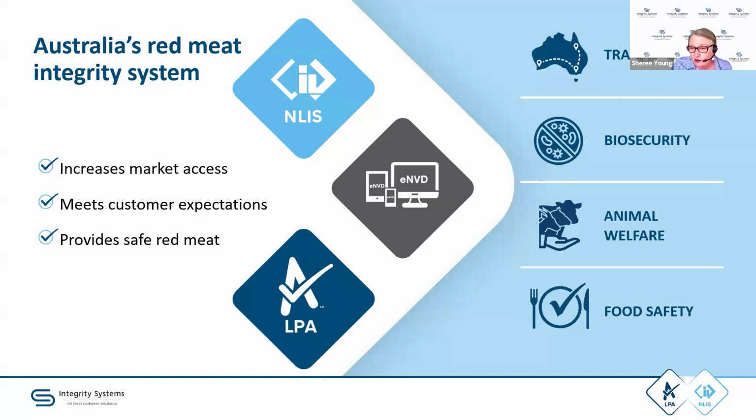And then in the middle there, we've got the LPA NVD, the National Vendor Declaration, which is a legal document which is used to communicate the food safety and treatment status of your animals as they move through the supply chain. Now, central to all of this is the Property Identification Code system, or your PIC. PICs are allocated by your state and territory governments, and they basically identify your property as a livestock producing property. And you need to have a PIC to access the NLIS and the LPA. It's kind of what pulls it all together.